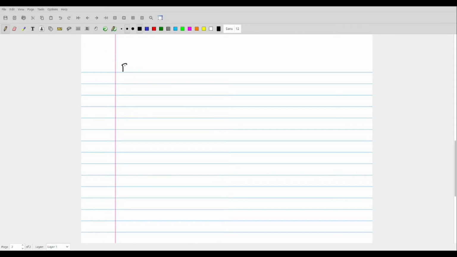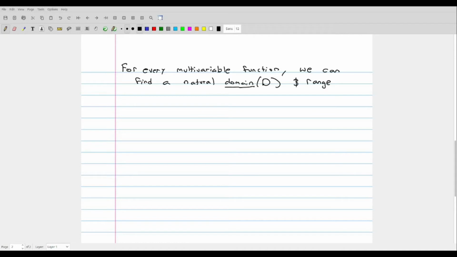So we'll say for every multivariable function, we can find a natural domain, which we'll call D, and range R associated with that function.